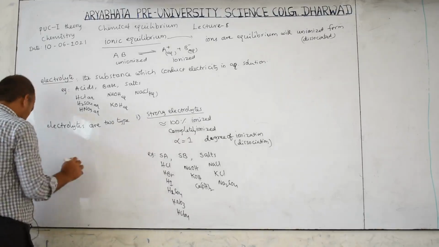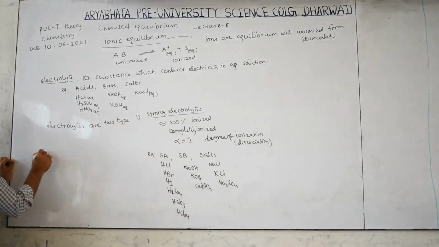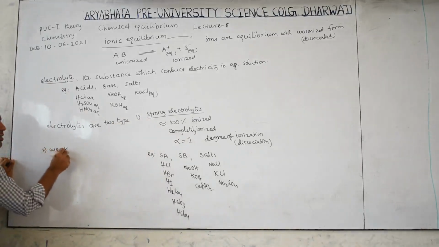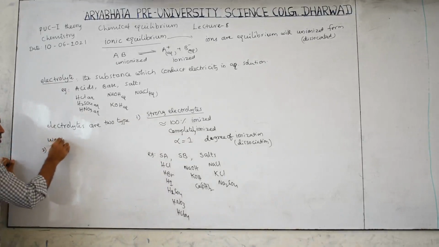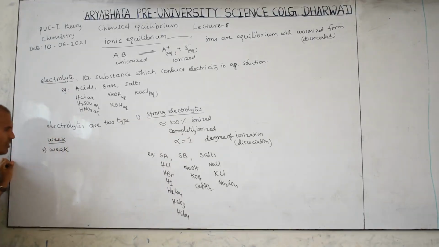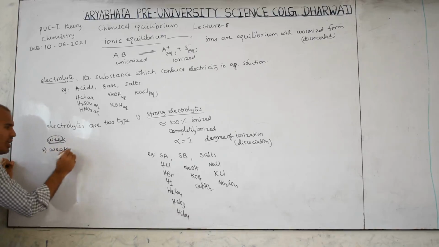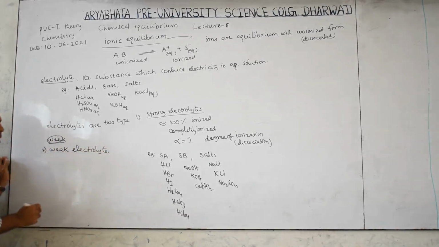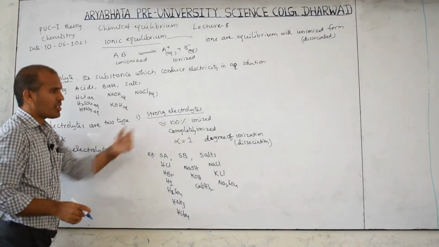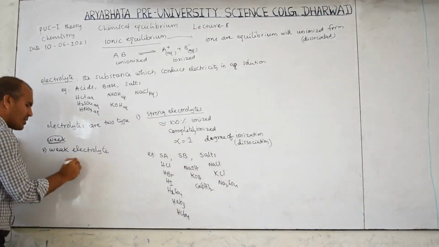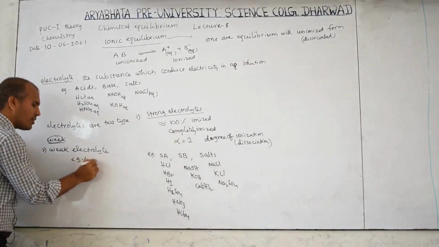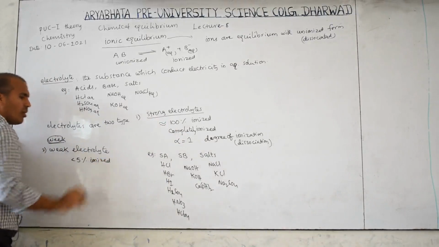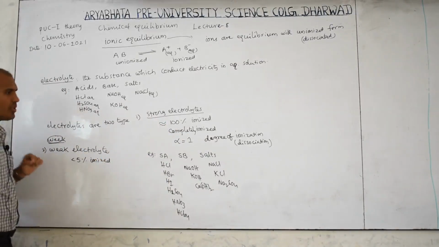Second one, what is that? Weak electrolytes. Don't write this 'weak' like Sunday, Monday, like this. So this is weak electrolyte. Weak electrolyte meaning what is that? Here, 100% ionized meant completely ionized, here less than 5% ionized. How much ionized? Less than 5%.